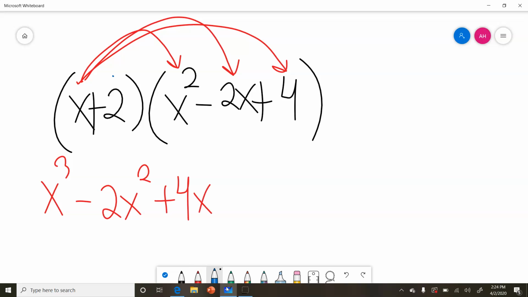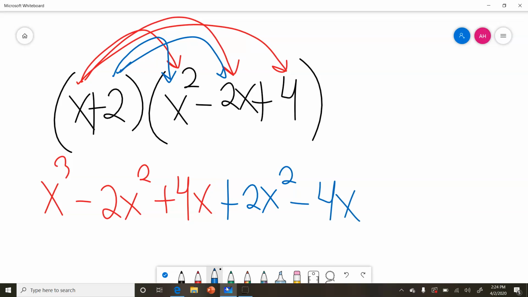Now I switch, and I go to the 2 times the x squared, and I get plus 2x squared. 2 times the negative 2x, and I get negative 4x. 2 times the 4, and I get plus 8. Now look what happened. There's nothing like that guy. He has no friends, so he stays x cubed.